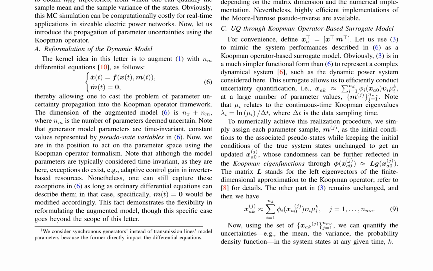The paper also discusses the computation of the Moore-Penrose pseudo-inverse of a data matrix, a crucial step in identifying a Koopman operator-based surrogate model. However, this computation might be time-consuming depending on the matrix dimension and numerical implementation. The paper concludes by highlighting the potential of the proposed method for real-time uncertainty quantification in power systems, offering a promising tool for researchers and practitioners in the field of power engineering.